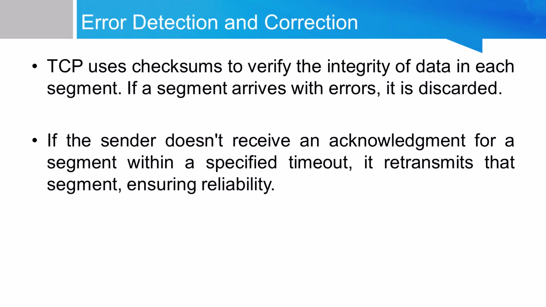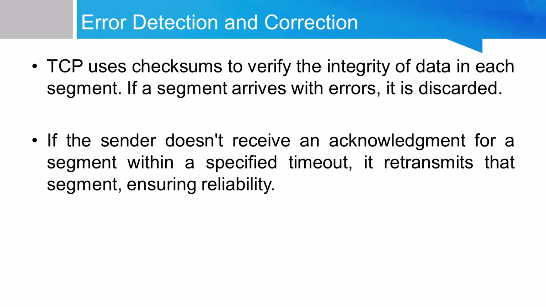Next, error detection and correction. TCP uses a checksum to verify the integrity of data in each segment. Integrity of data is an important parameter for data transmission. If a segment arrives with errors, it is discarded. If the sender does not receive an acknowledgement for a segment within a specified timeout, it retransmits that segment, ensuring reliability.